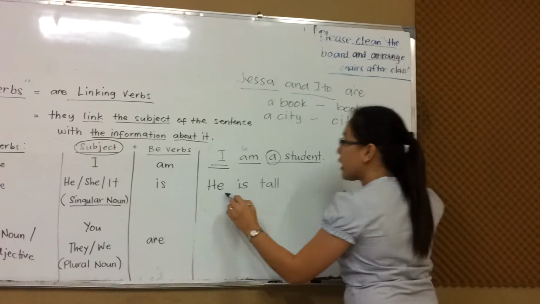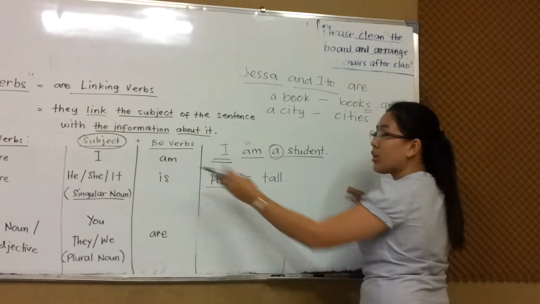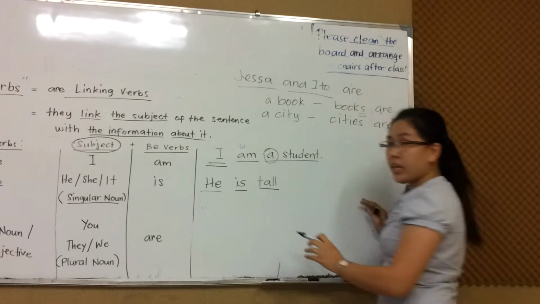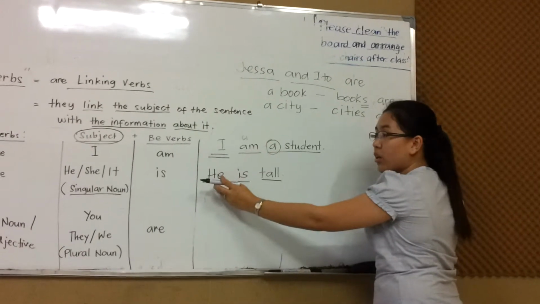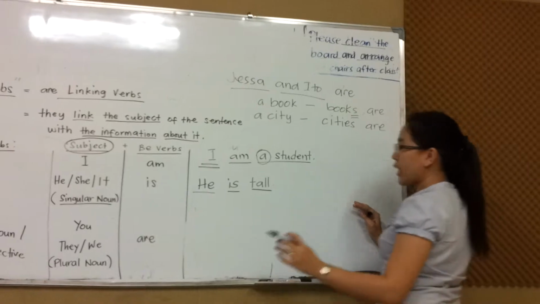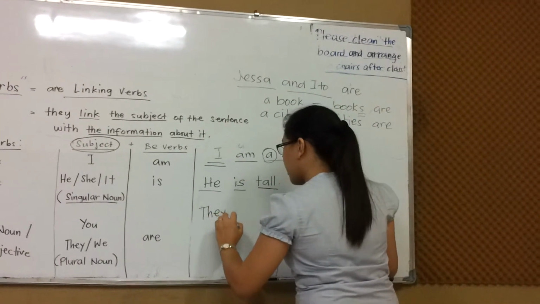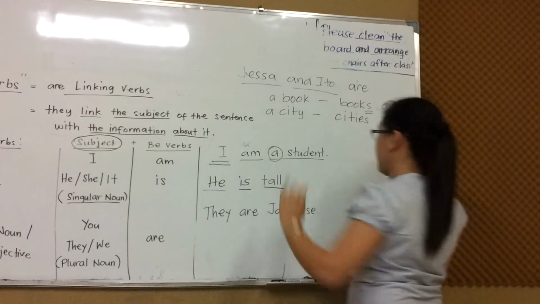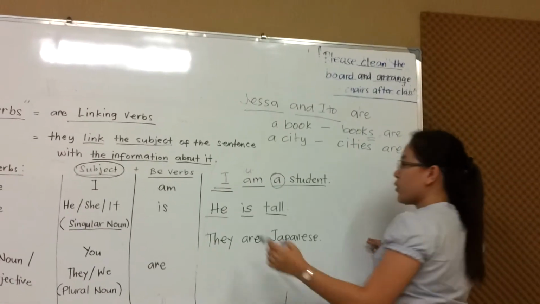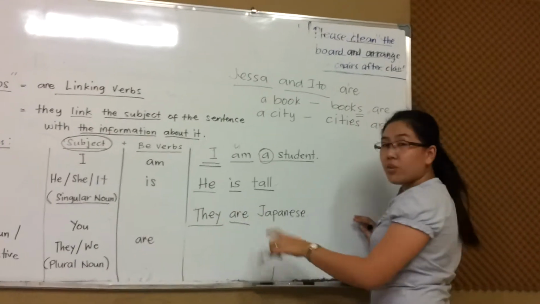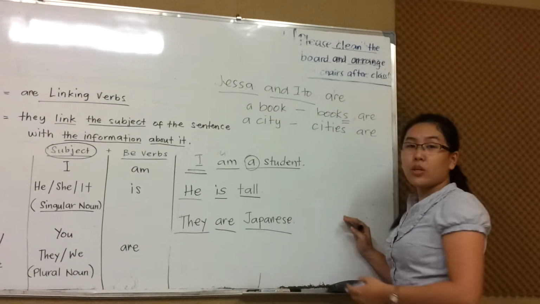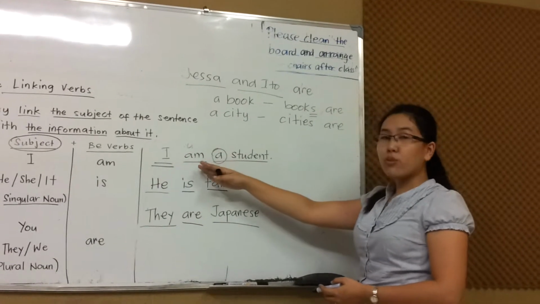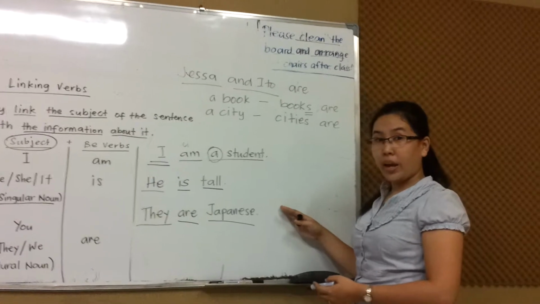Okay, so we have here, he is tall. He is our subject. Is is our be verb. It's is because he is singular. Tall is an adjective. So it describes your subject, he. Alright? Next. So we have they are Japanese. So our subject is they, be verb is are, Japanese is what? It's your adjective. Okay? So this is your full form, using your subject, your be verb, your noun, or your adjective. Okay? Next.